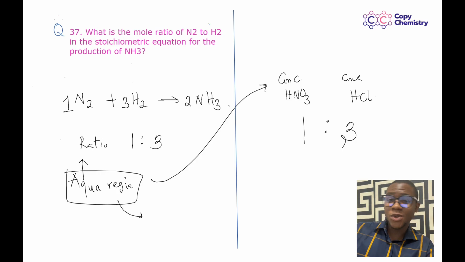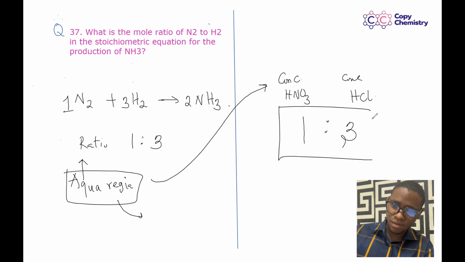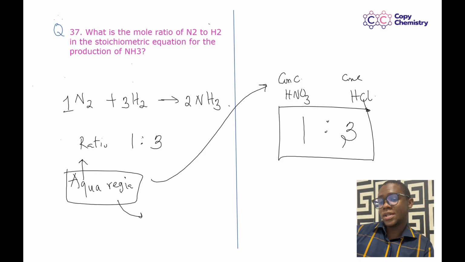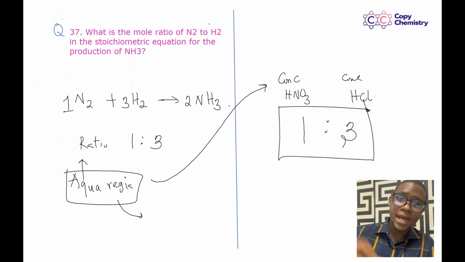And it also coincidentally has a mixture ratio of 1:3. So that's it. So conc HCl and conc HNO3 in the ratio 3:1, or you can say conc HNO3 to conc HCl in the ratio 1:3. That is aqua regia, aka royal water.